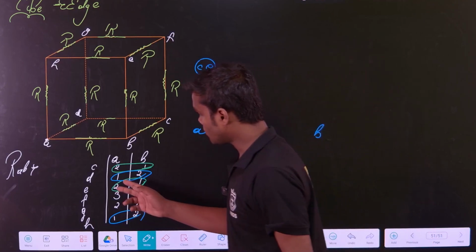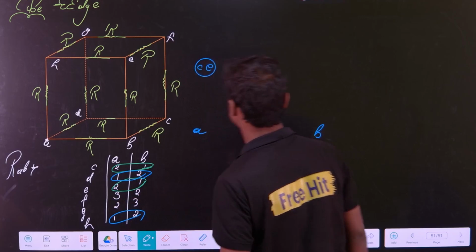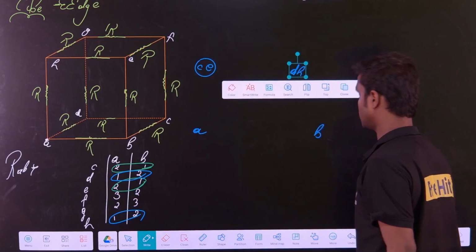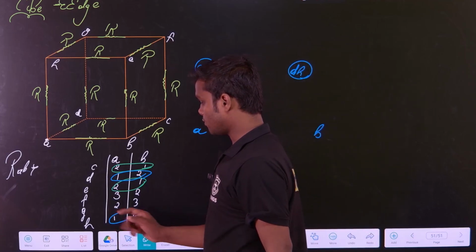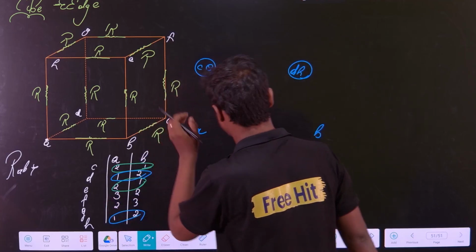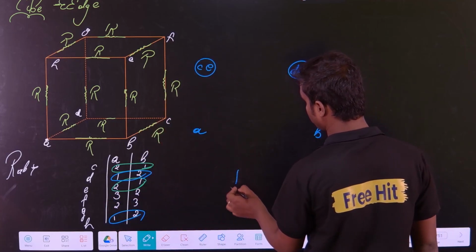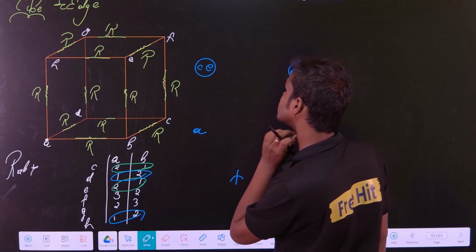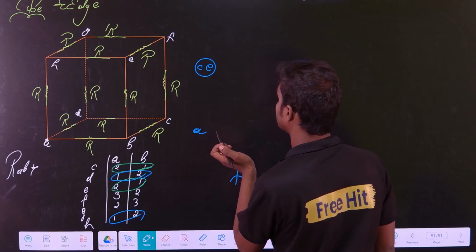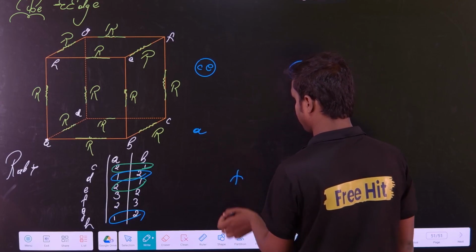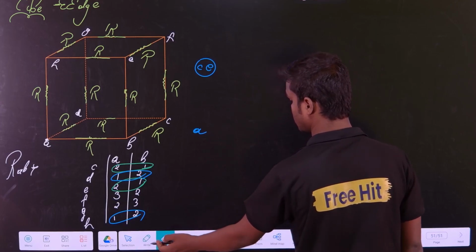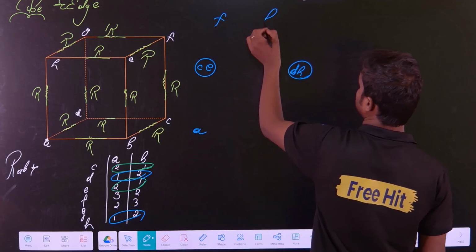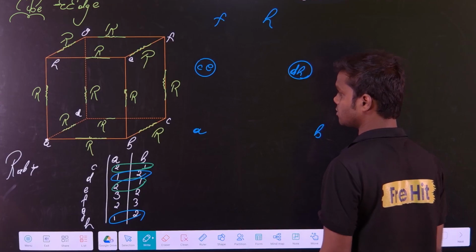Similarly, what is another equipotential point? D and H are the equipotential points. So D and H is another equipotential pair. Correct. Then which points are left? The points we have left are F and H. So let us write F somewhere and H somewhere here. Okay, no problem. So let us now draw.